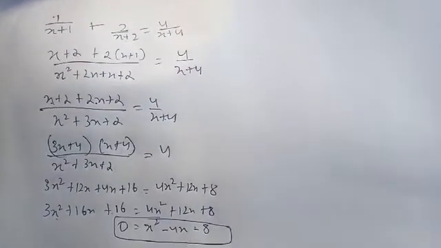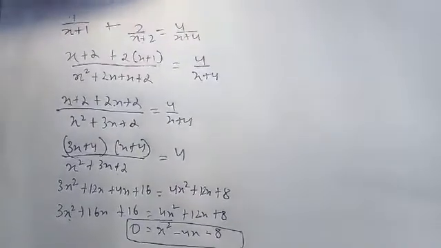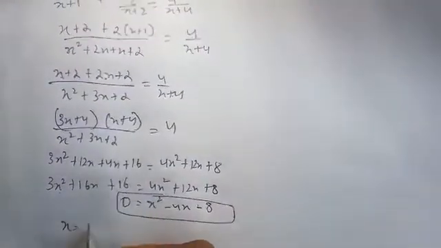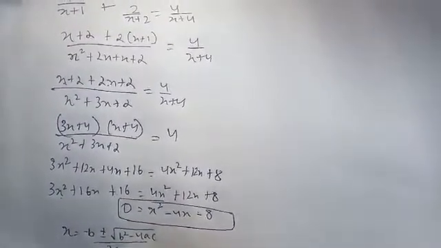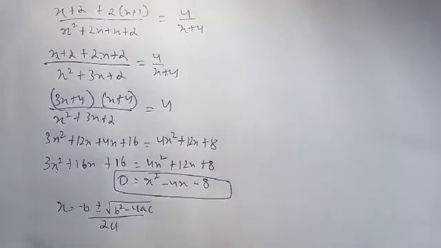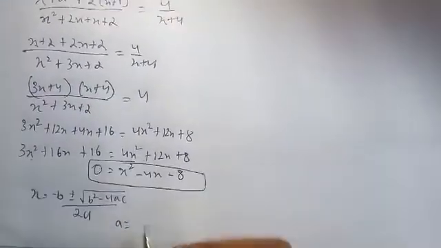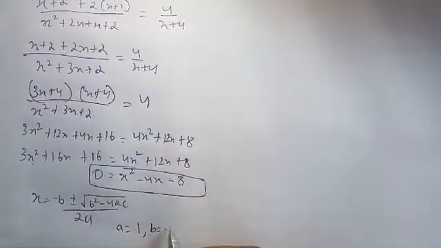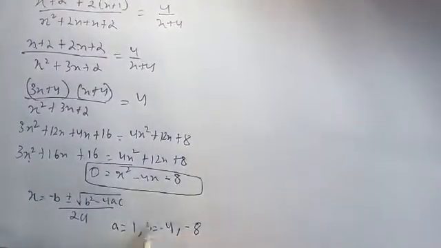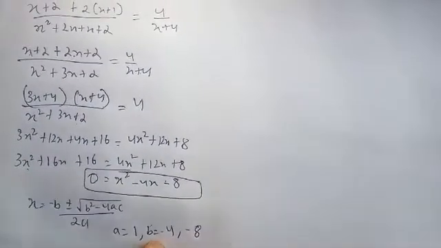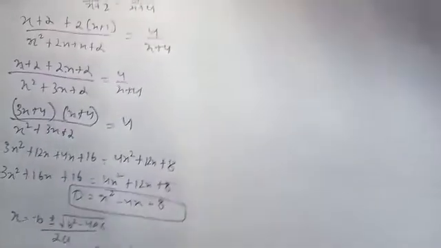Now if I have to find the roots of this quadratic equation, you know very well how to find the roots of a quadratic equation, right? x equals minus b plus minus square root of b square minus 4ac over 2a. This is how you find it, and then put the values of a, b and c. What is a? a is 1, b is minus 4, and c is minus 8. When you put that in, you'll be getting two answers, one with plus in the middle and the other one with minus in the middle.